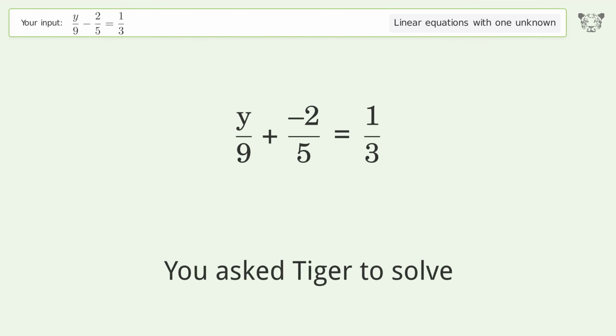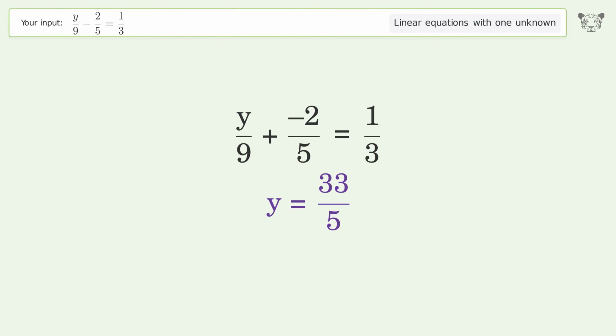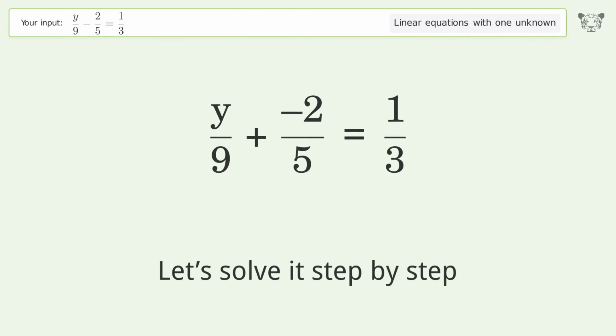You ask Tiger to solve. This deals with linear equations with one unknown. The final result is y equals 33/5. Let's solve it step by step.